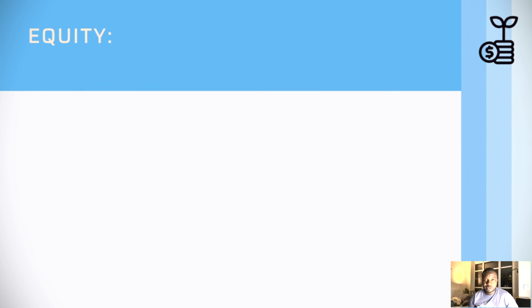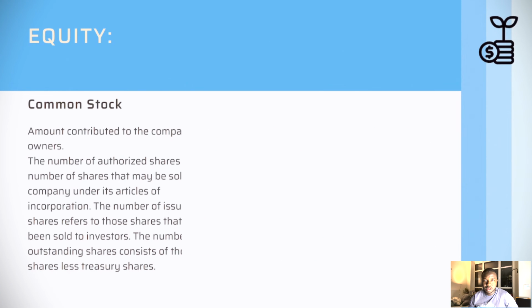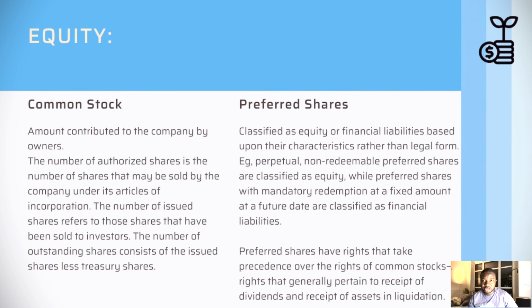The first item on the equity section is common stock. This represents the amount contributed by the company's owners. The number of authorized shares is the number of shares that could be sold by the company under its articles of incorporation. The number of issued shares refers to those shares that have been sold to investors, while the number of outstanding shares is the number of shares that have been issued less the number of treasury shares of the company.